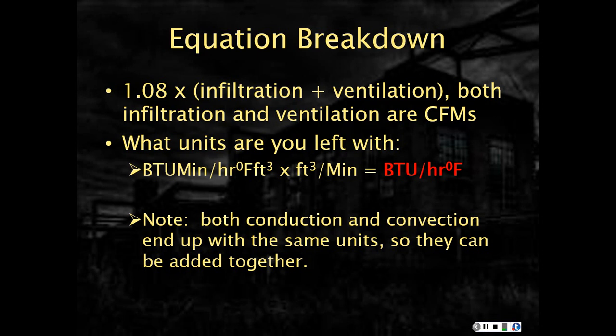Does that look familiar? When I did the conductive portion at the first part of the formula, I ended up with BTUs per hour per degree Fahrenheit. Because they're the same unit, I can add them together now. So now I've combined all the heat transfer between conductive and convective, and I now have them in a form of BTUs per hour per degree Fahrenheit.